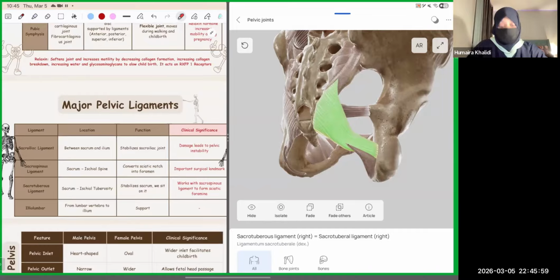Now, the sacrotuberous ligament is what we sit on. For some reason, Dr. Faisal Ikram kept mentioning what you sit on. So I don't know. You need to know this? Yes. What do you need to know most about this?